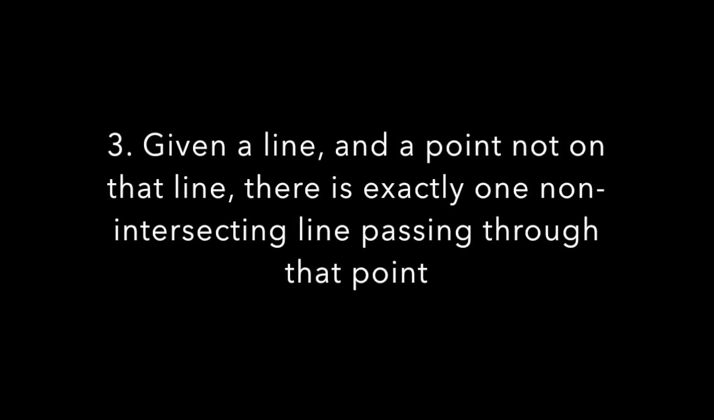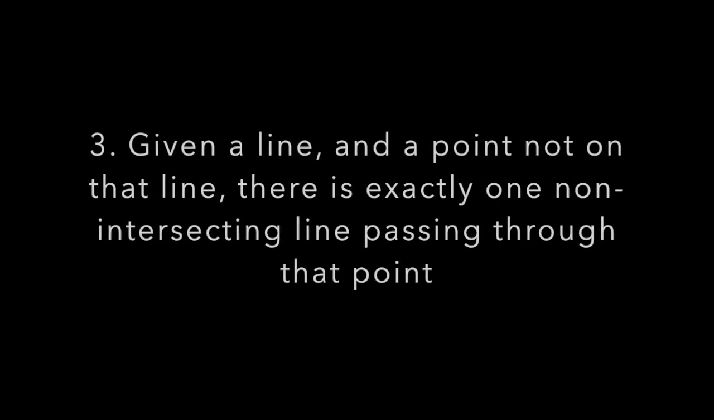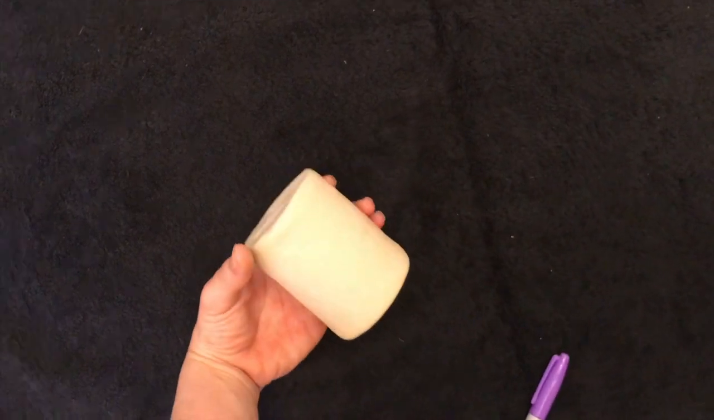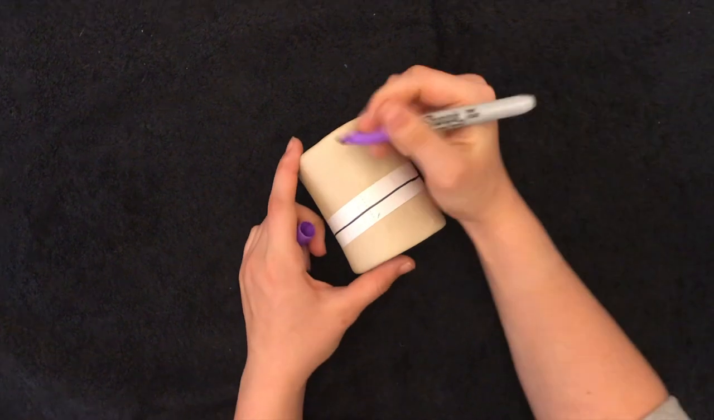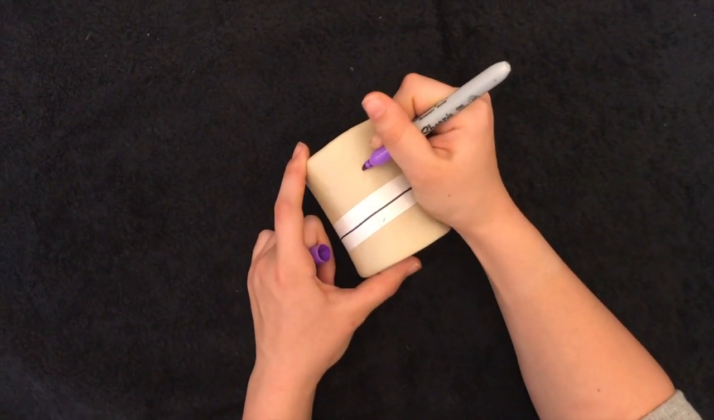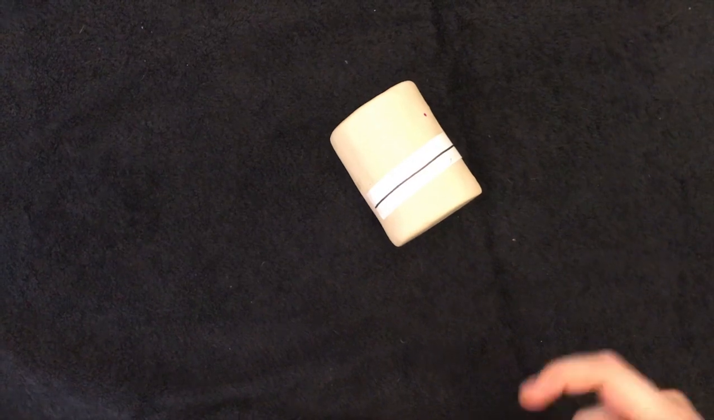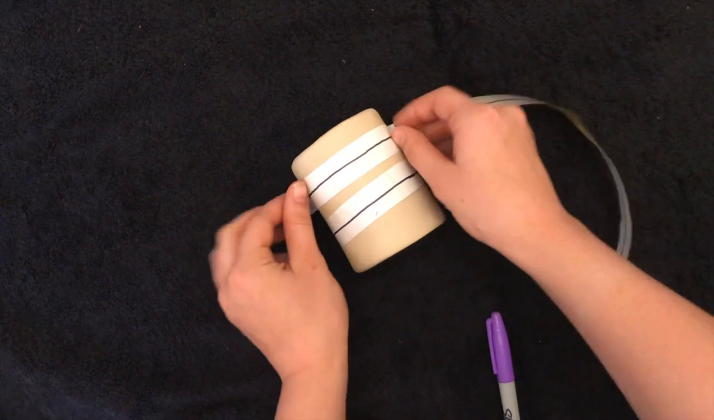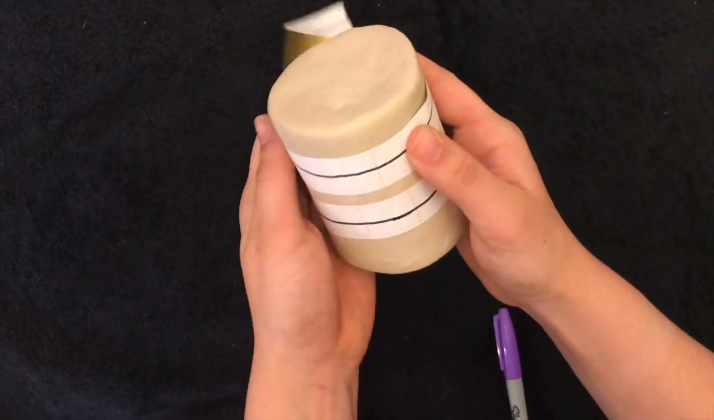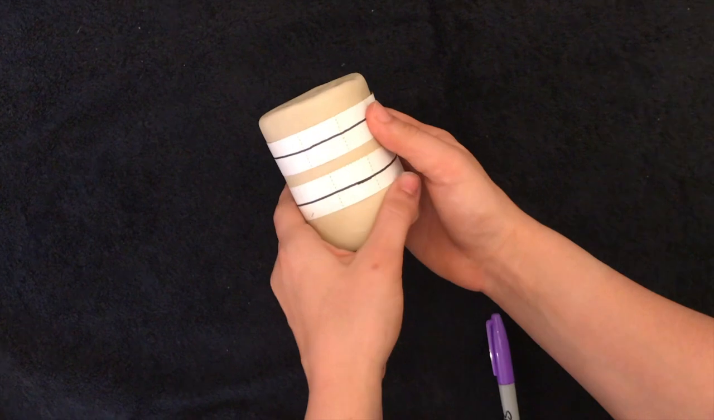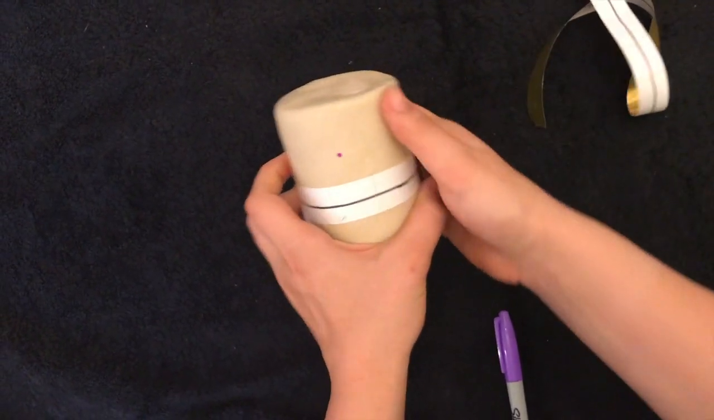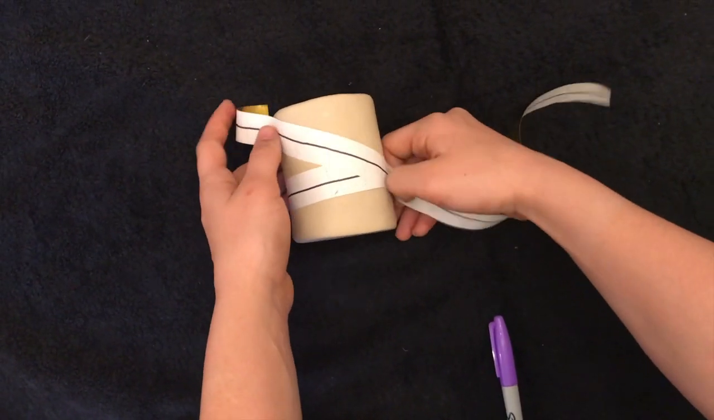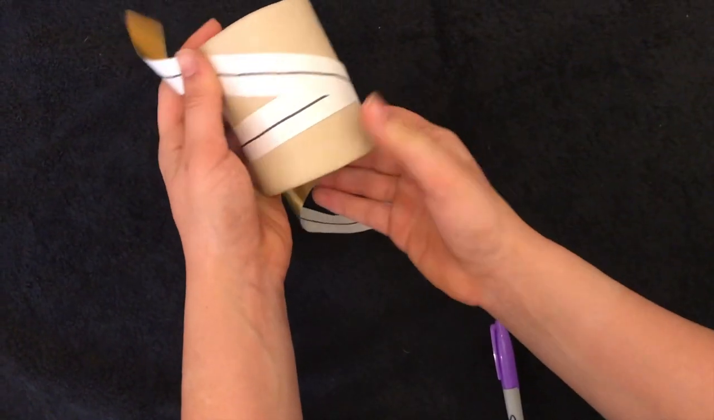3, given a line and a point not on that line, there's exactly one non-intersecting line passing through that point. Now this is basically the parallel postulate, which is one of Euclid's big ideas, as I said in the intro. And on this cylinder, I have a line and then also a point not on that line. And on the cylinder, the parallel postulate is true. There is only one non-intersecting line that we can make to the existing line that goes through that point. As you can see, if we try to make a spiral through it, it's still going to intersect the existing line, so it's not going to work. There's only one line that we can do on a cylinder.